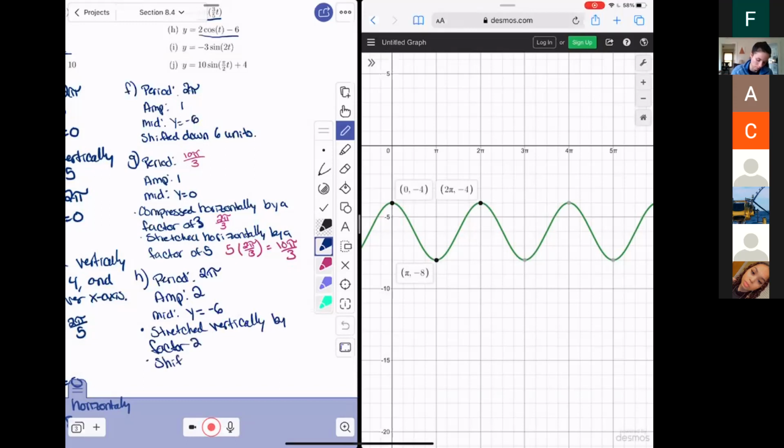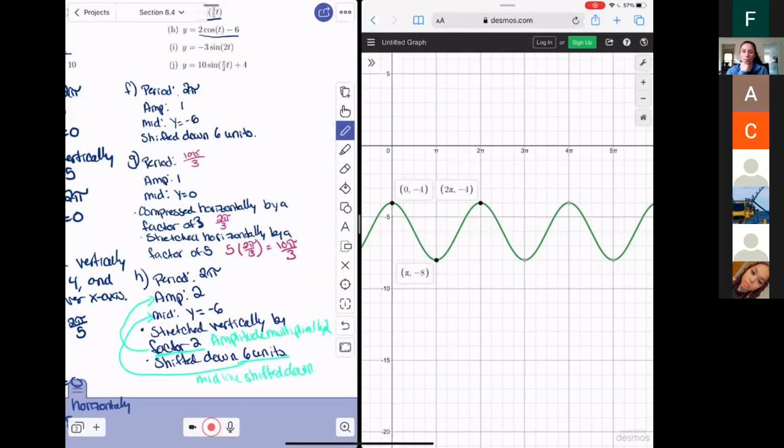Notice that when this was stretched by a factor of 2, our amplitude was multiplied by 2. And when it was shifted down 6 units, our midline shifted down. Any questions on that?